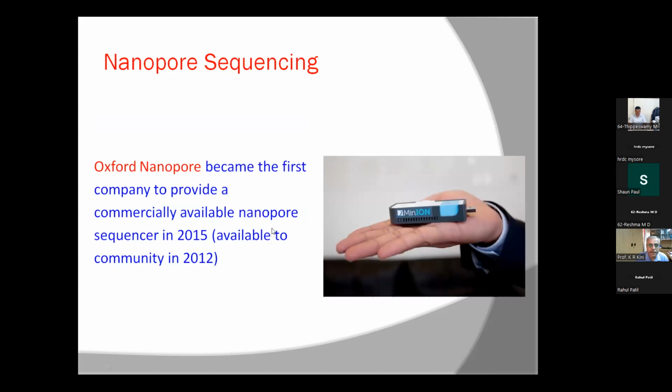And they became one of the first companies to bring about portable sequencing machines. So they started commercially selling these products in 2015. Okay, and they are very small, which you can hold on the palm, the MinION technology.